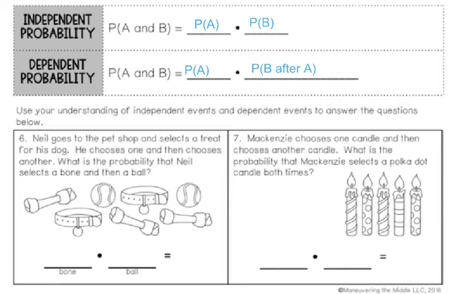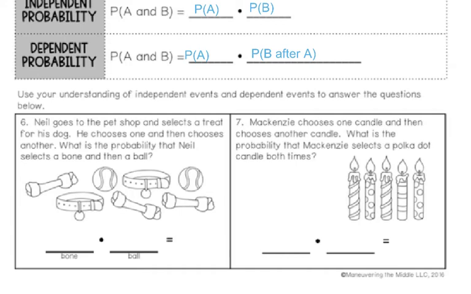So for the probability of A and B occurring, first we would have the probability of A and then we would have the probability of B after A has already happened. We're going to use our understanding of independent and dependent events to answer the questions below.